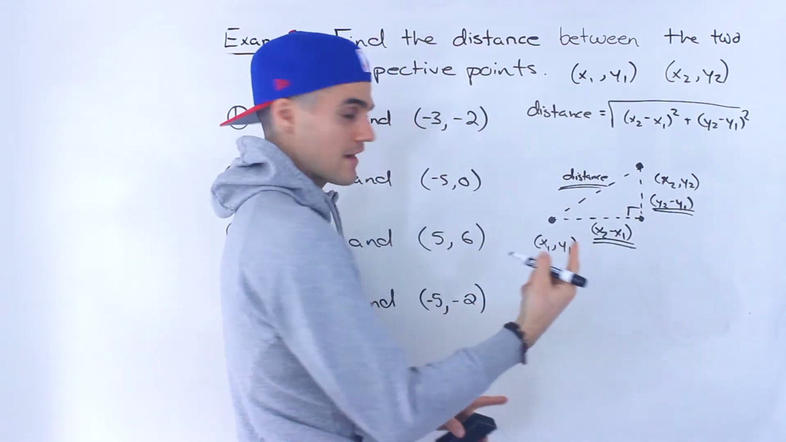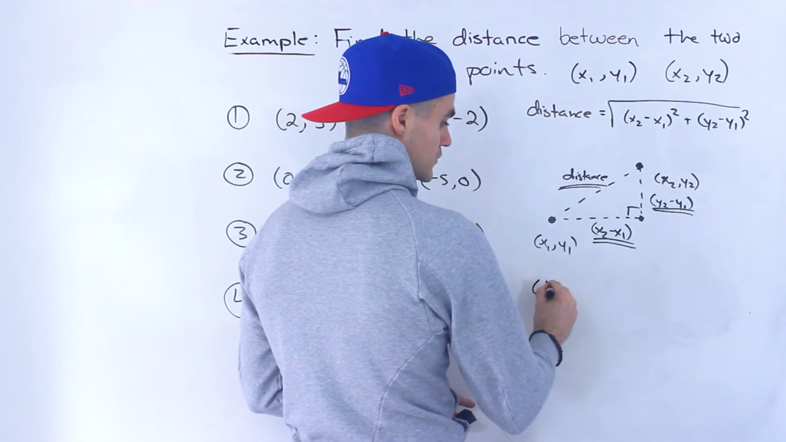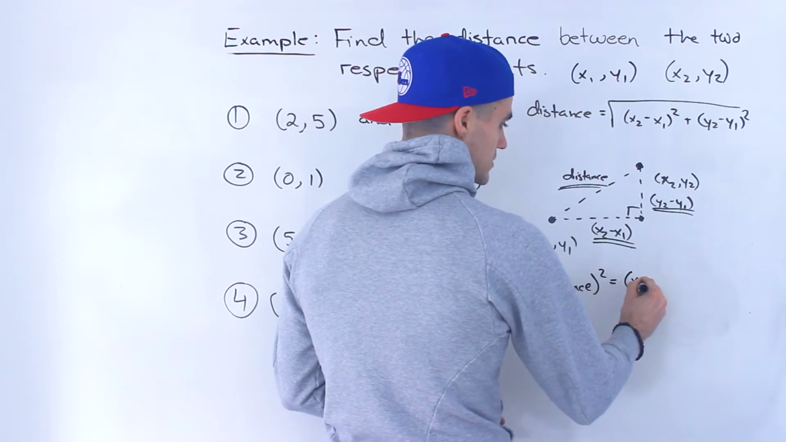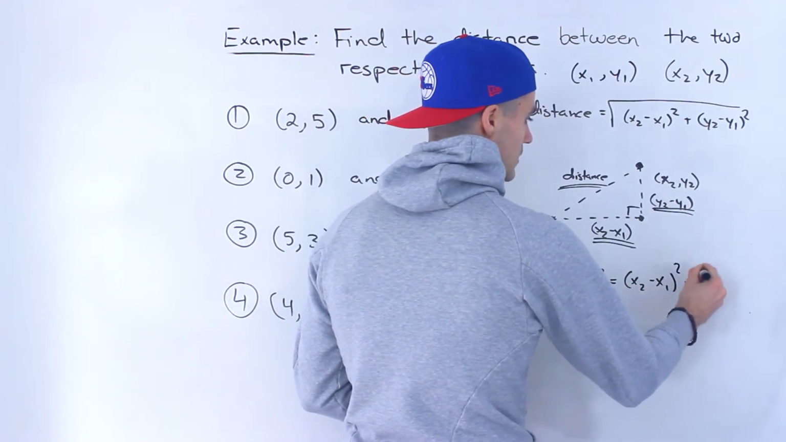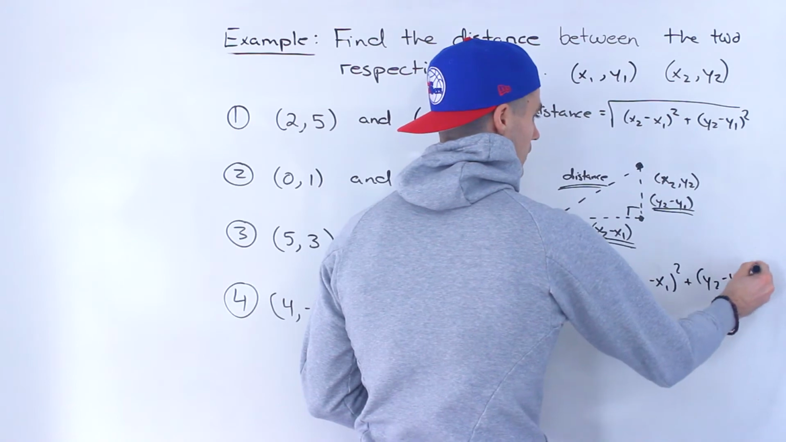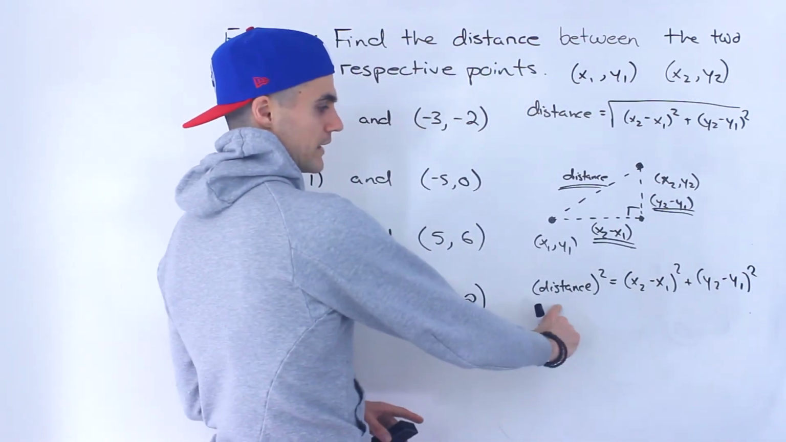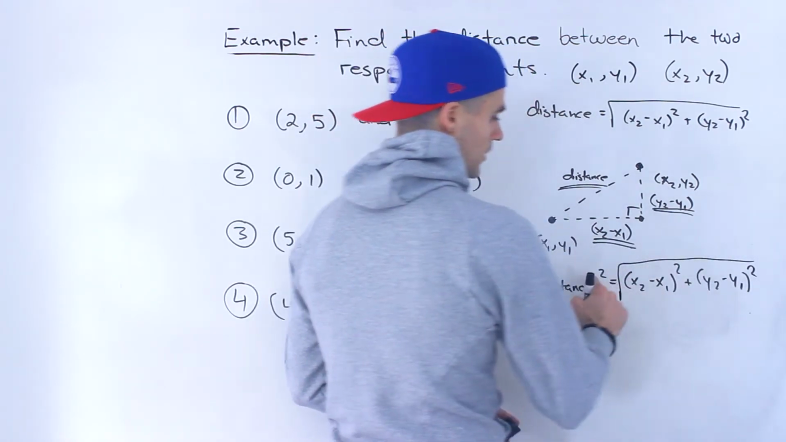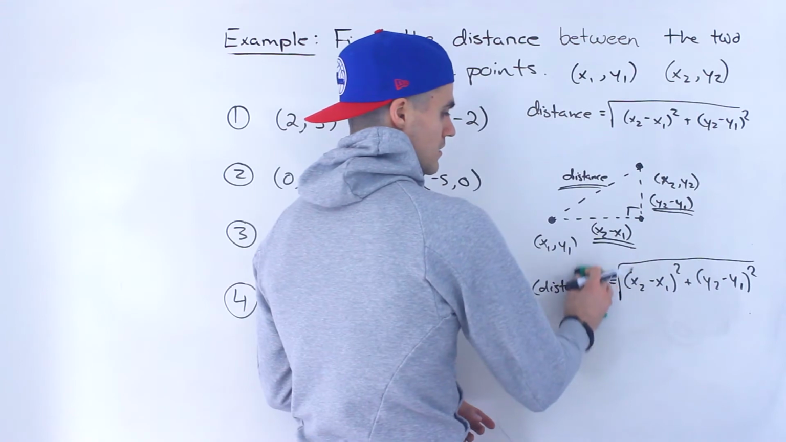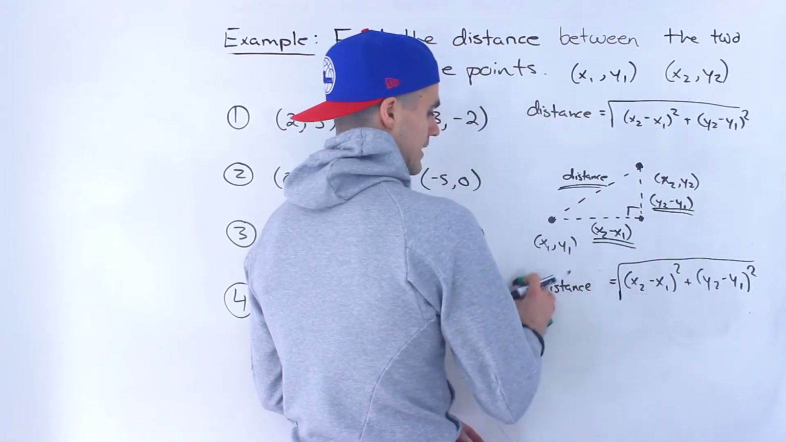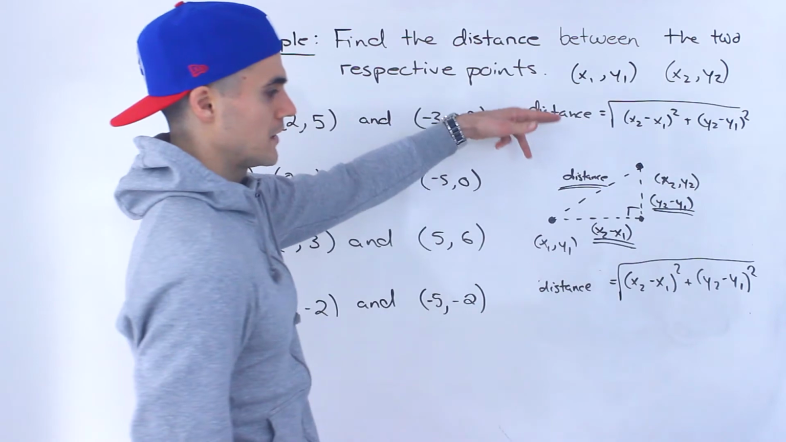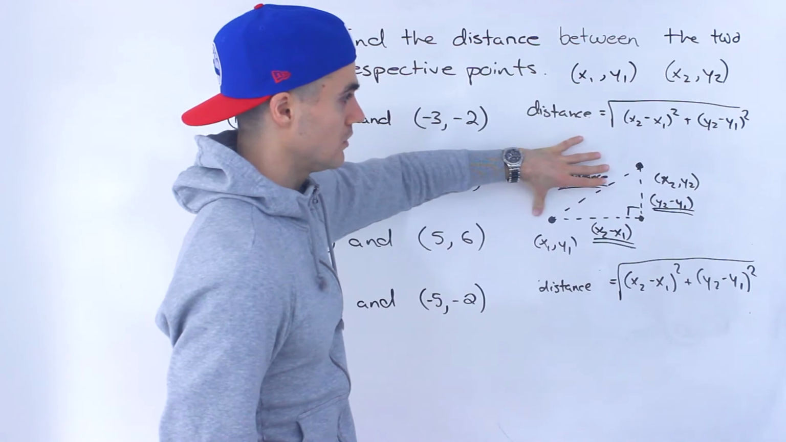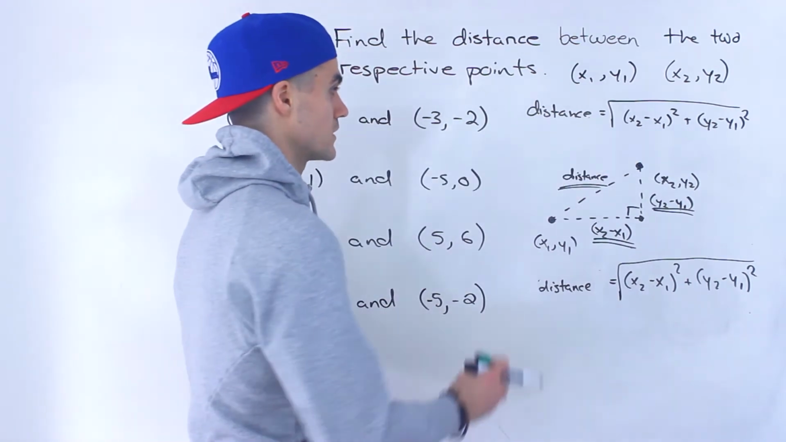If we put this in the Pythagoras theorem, because it's a right angle triangle, we'll have distance to the power 2 equals x2 minus x1 to the power 2 plus y2 minus y1 to the power 2. But we want to get this distance by itself, so we square root both sides to get rid of that squared here. And so we end up with that formula right there. So that's how the formula comes about: it comes from making a right angle triangle with those 2 points.